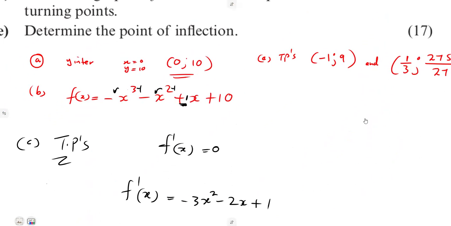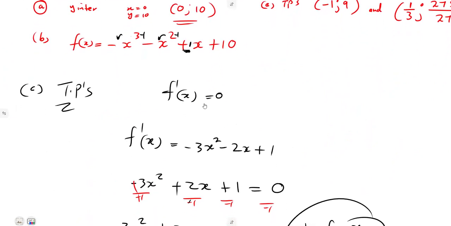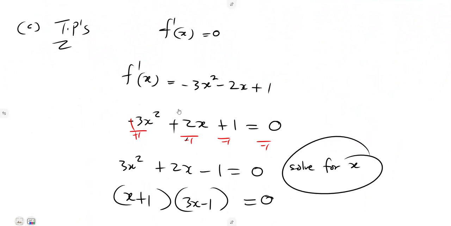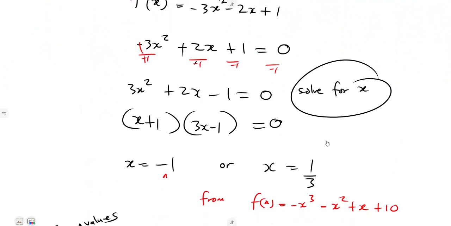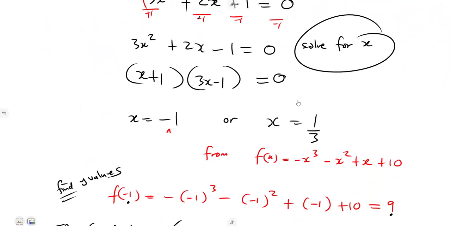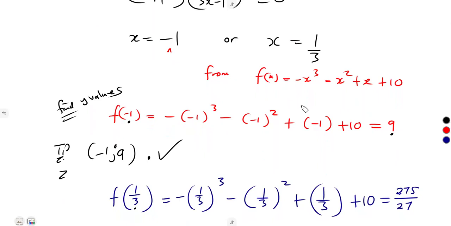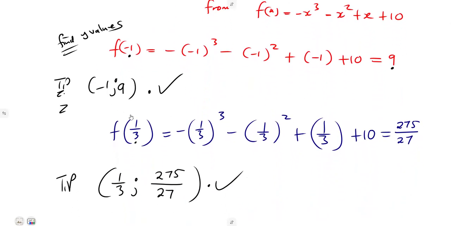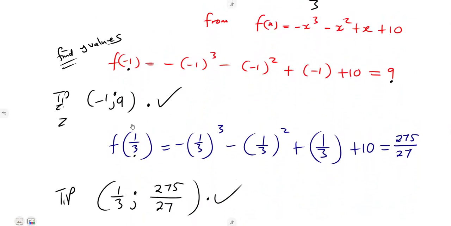The first derivative has to be equal to 0 for turning points. Then you solve for x. Since you've formed an equation to say this is equal to 0, you solve for x the way that you understand, guys. But after that, substitute the values of x into f of x to obtain the corresponding y values for those turning points.